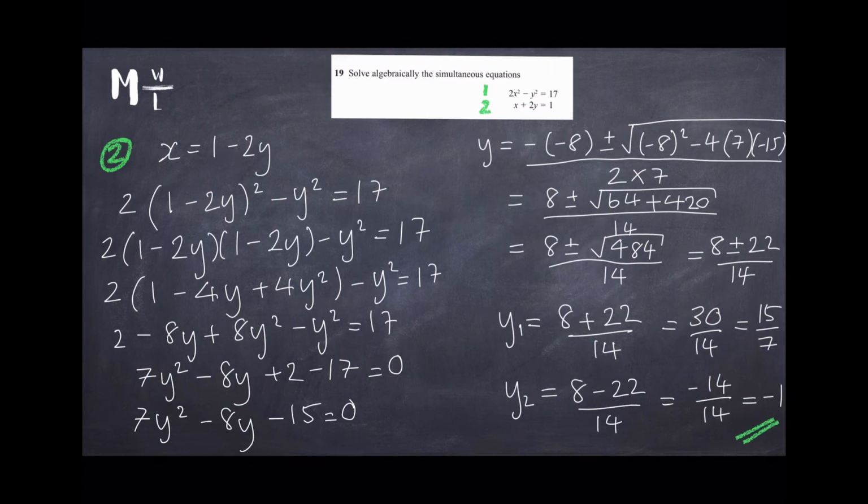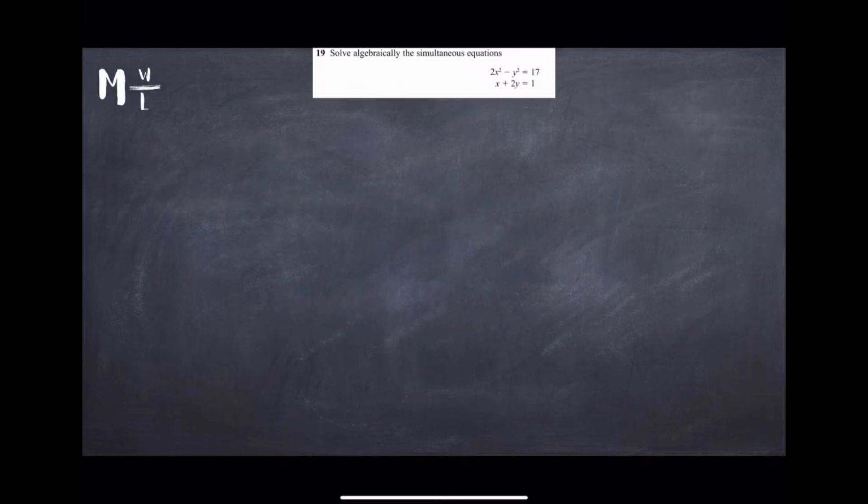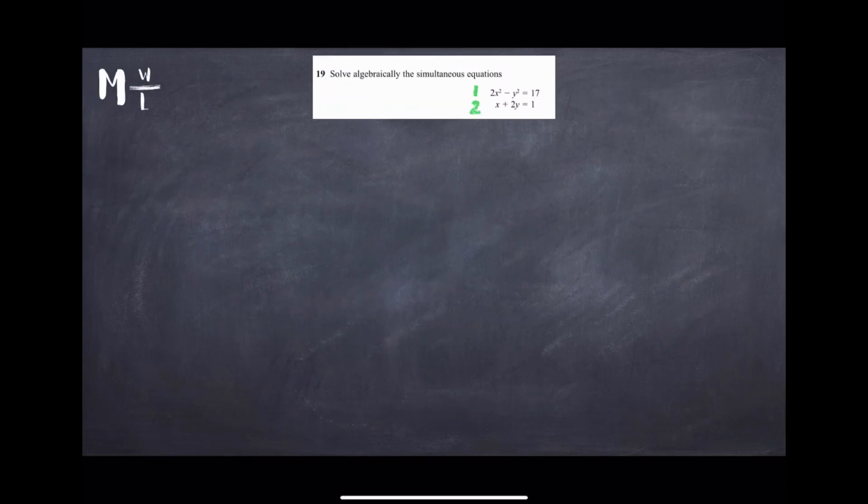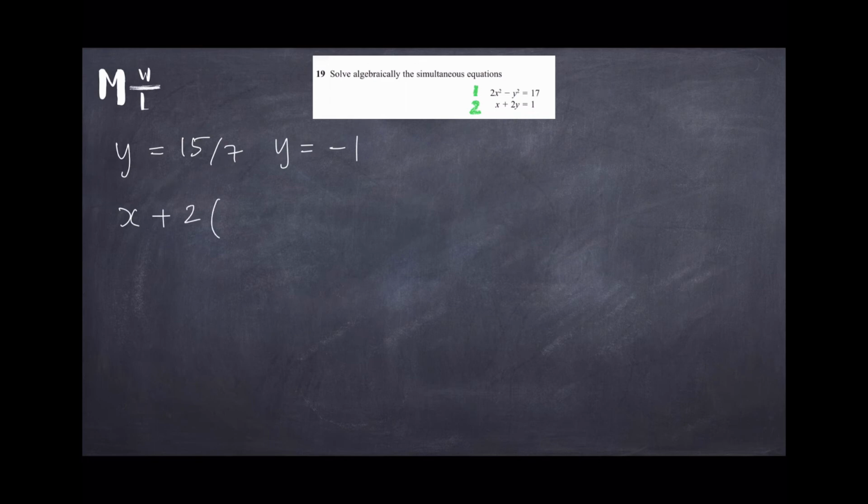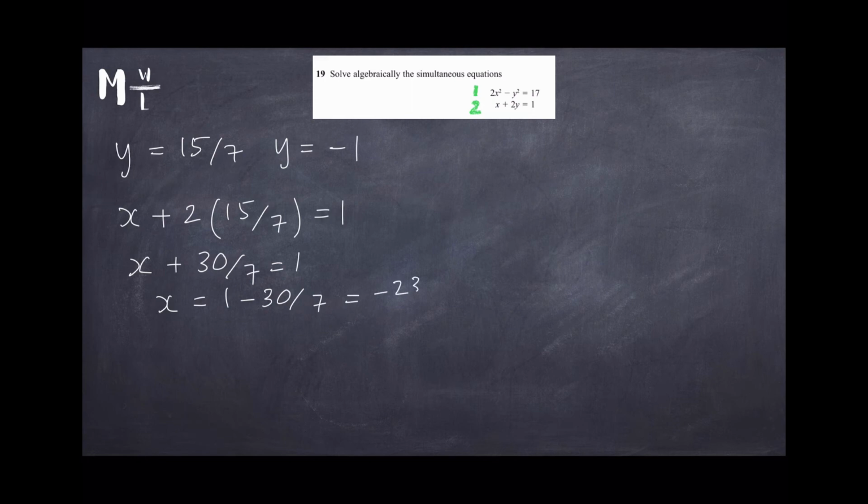So the next thing we need to do is find the corresponding x values for both y values. We will tackle these both separately. So let's start with y is equal to 15 over 7. Subbing this into the second equation, we get x plus 2 multiplied by 15 over 7 is equal to 1. So x is equal to 1 minus 30 over 7, which is equal to minus 23 over 7.